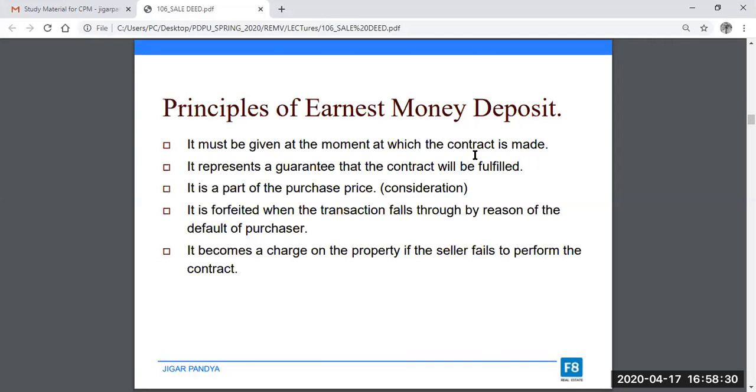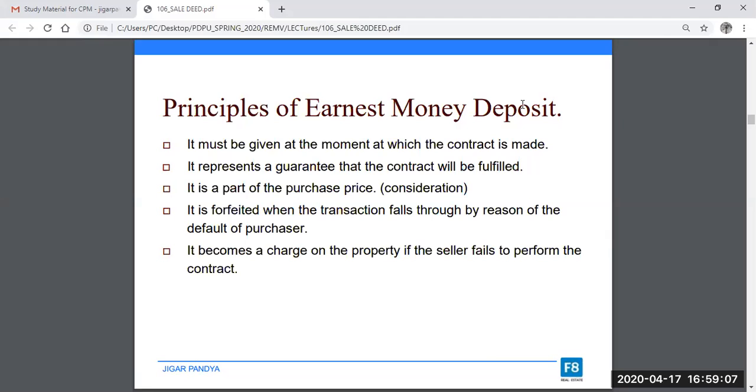So, what is an EMD? What are some of the principles of the earnest money deposit? So, firstly, it must be given at the moment at which the contract is made. Secondly, it represents a guarantee that the contract will be fulfilled. It is part of the purchase price, that is, consideration. It is forfeited when the transaction falls through by reason of default of the purchaser. And finally, it becomes a charge on the property if the seller fails to perform the contract.